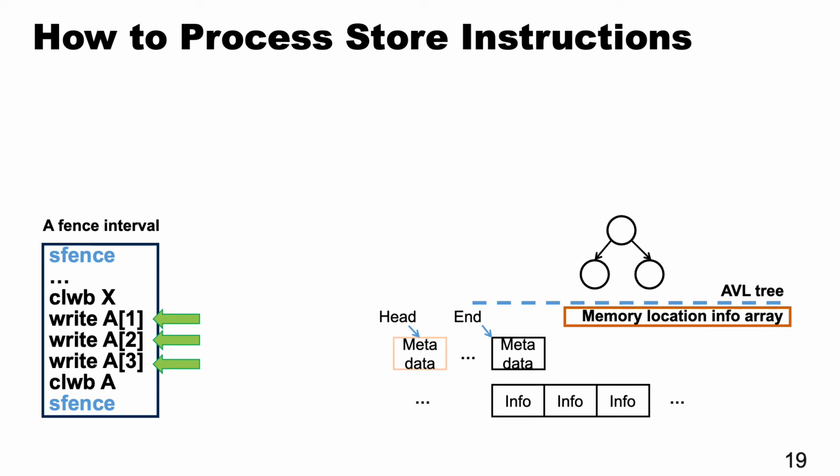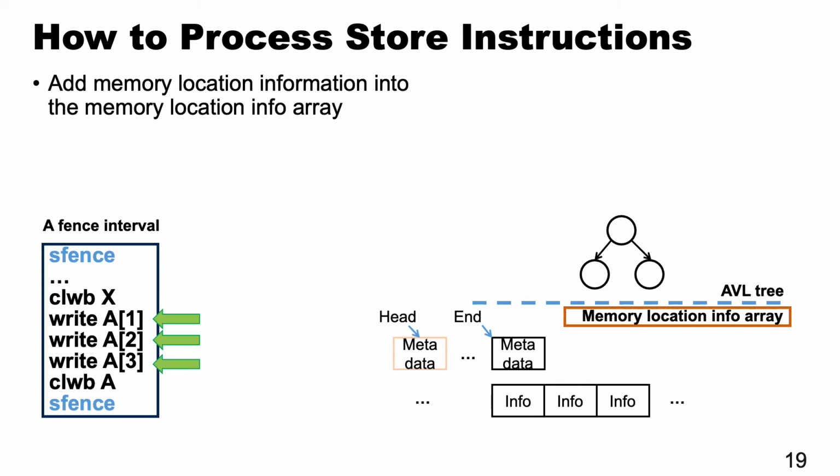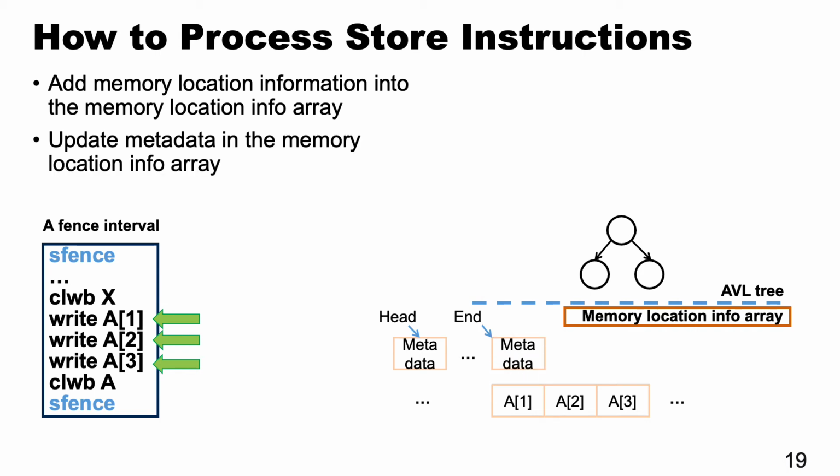Now, I show how PM Debugger processes the store instructions. PM Debugger performs two steps. First, add memory location information into the memory location information array. Then, update the metadata for the current write-back interval in the memory location information array.